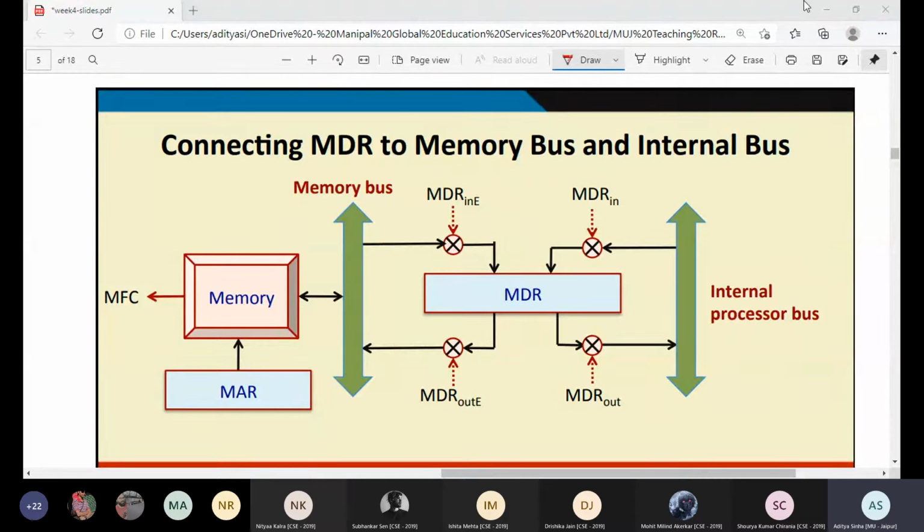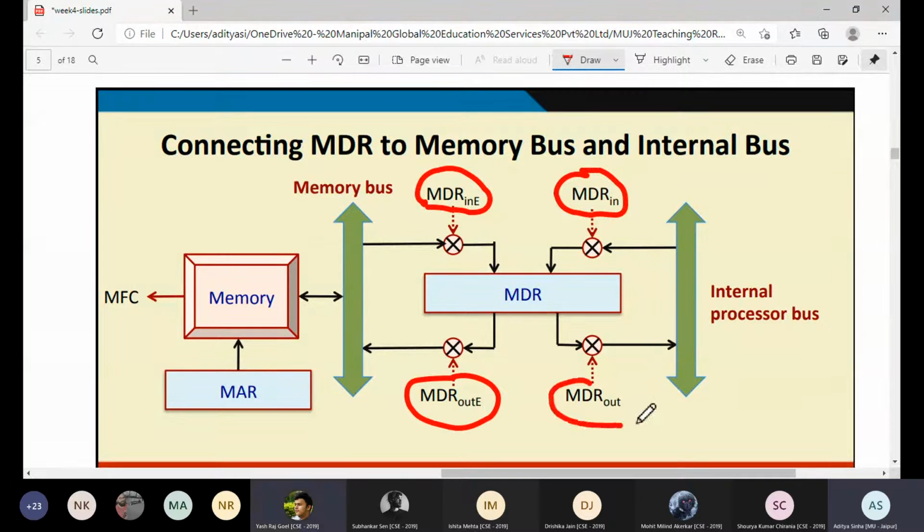This MDR is connected to both the memory bus and the internal processor bus, so we can take the data from one side to the other with these switches. Okay, yeah. So what do we use in that? What are these called? Switches. Yeah, these are called switches. These are called control signals. Okay.